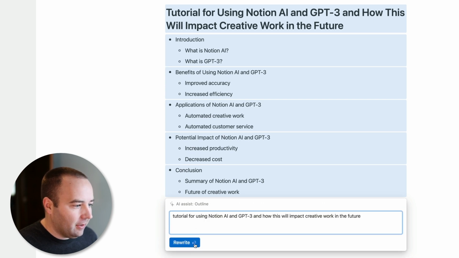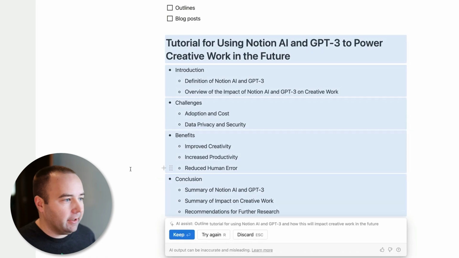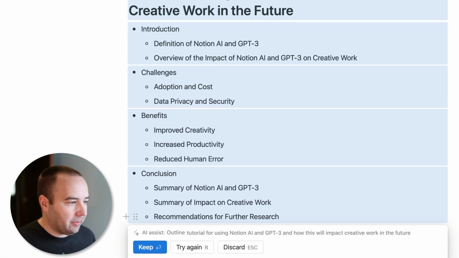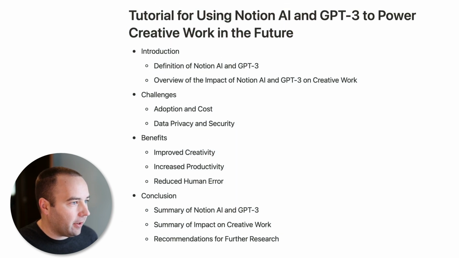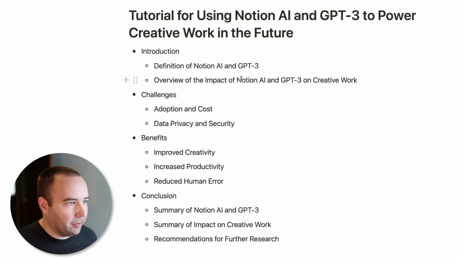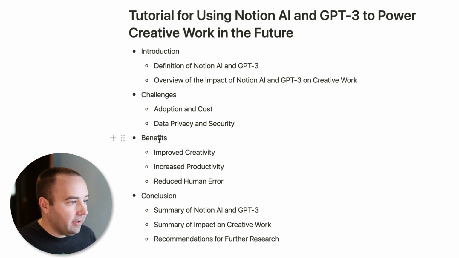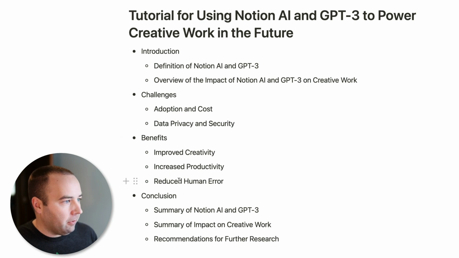Let's try it again and just rewrite the exact same thing. And again, you're going to see the difference without me changing my prompt at all. It gave me something different and I actually like this one better. So intro, what is it? Overview of the impact. Okay, that's kind of just rewording my exact prompt. But then challenges, adoption and cost, data privacy and security, benefits, improved creativity, productivity, and reduced human error, but a much improved AI error. But anyway, this is a totally reasonable outline and is something that I could build off of. I could add some things, remove things I don't think are relevant, move them around, all that stuff.